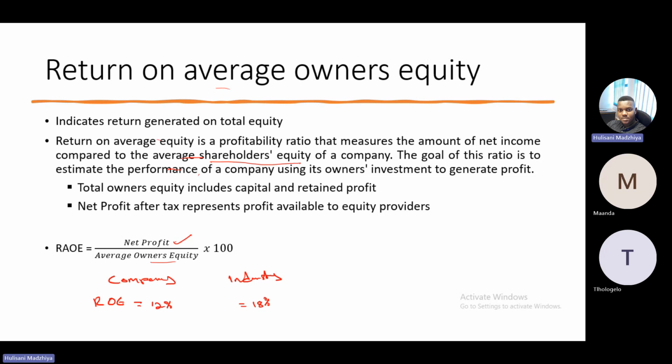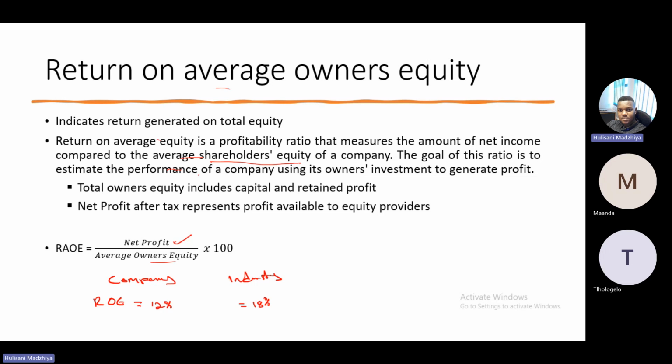So what this actually means is to say that the companies are not utilizing well the capital provided by the investor. So meaning that they're not investing into assets that can be able to generate enough return for the investor. So meaning that also the assets that the company have are not utilized well enough for the benefit of the investors. So that will be the comment. Because if they are utilized well enough, the company should be at least generating a return of 18% for its investors, because that's what the industry is offering.